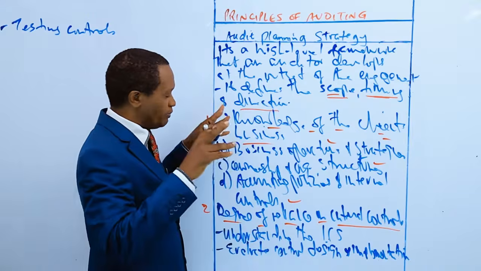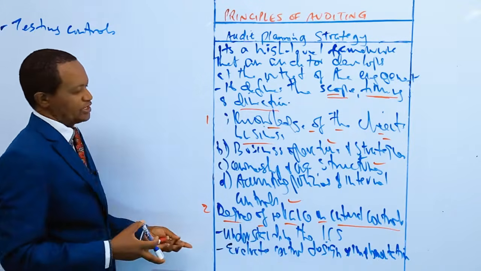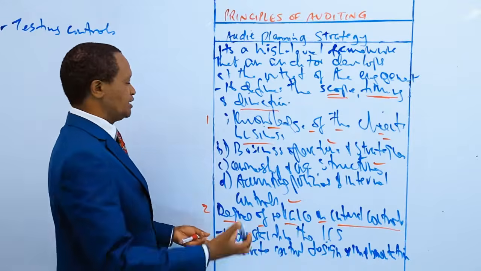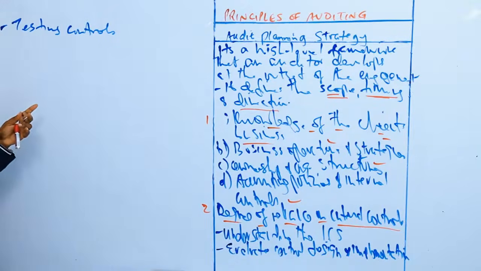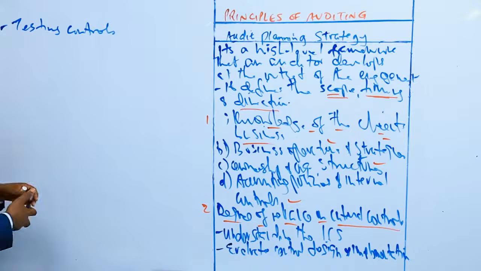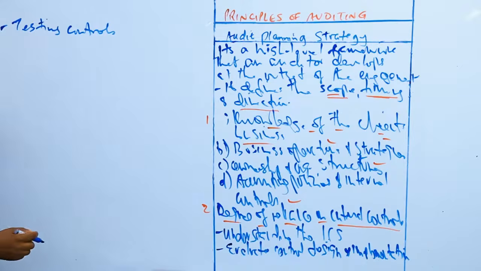So before placing reliance on internal controls, first of all, the auditor has to understand the internal control system, then evaluate the control design and implementation. And again, if the auditor is to rely on the effectiveness of internal controls, then the auditor is required to test the controls. The auditor is required to do what? To test the controls. Testing of controls.